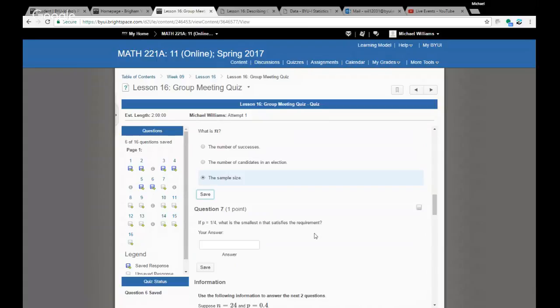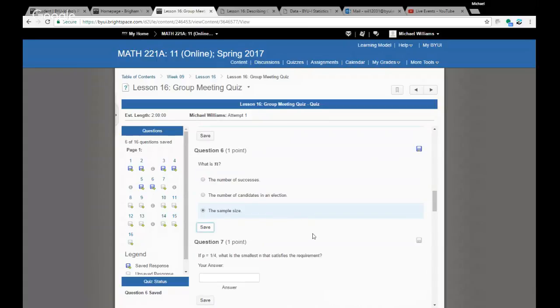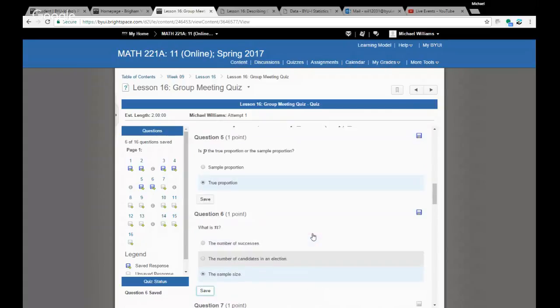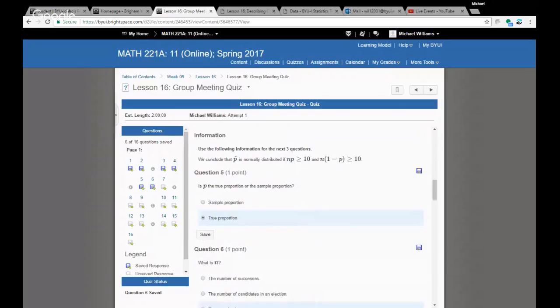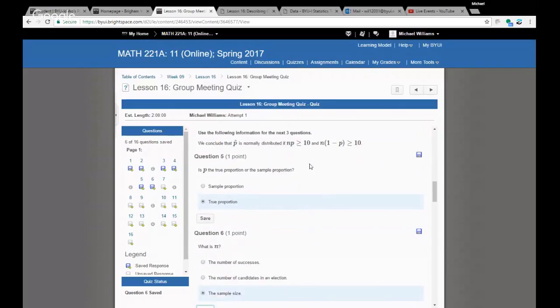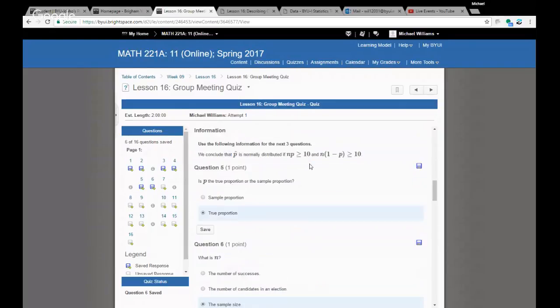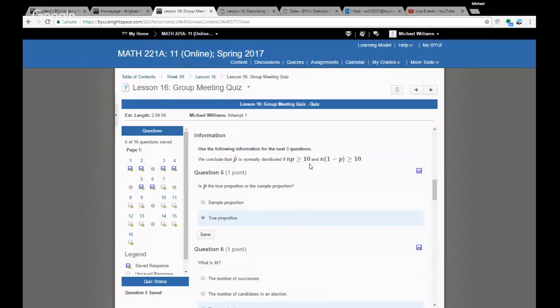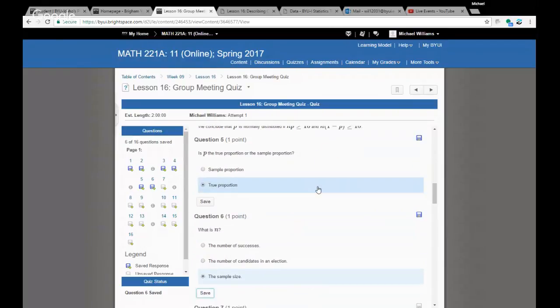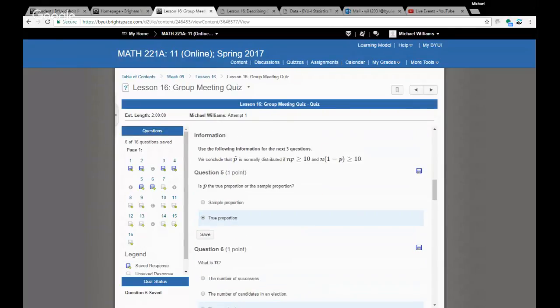If p equals 1/4, what is the smallest n that satisfies the requirement? We have to use this equation up here. So what is 25% of n that equals 10? Put the equation in there and solve for n. You'd have 10 times 4, so 40 would be the solution to the first equation.